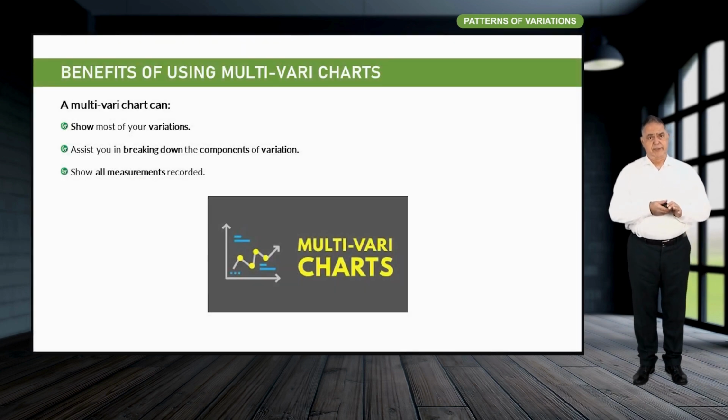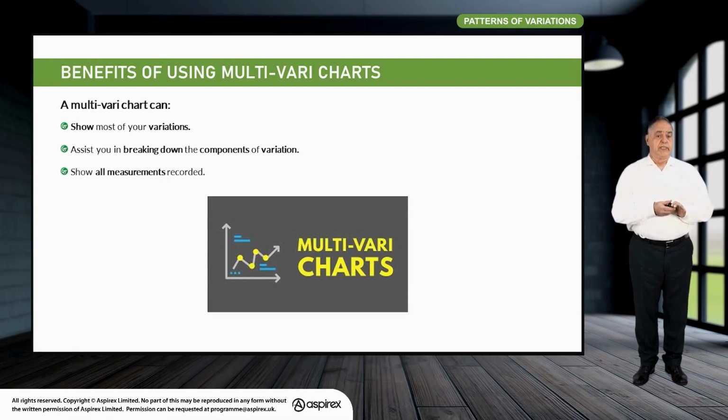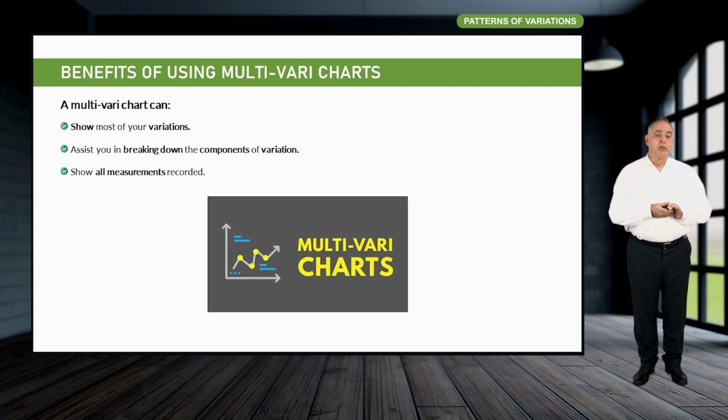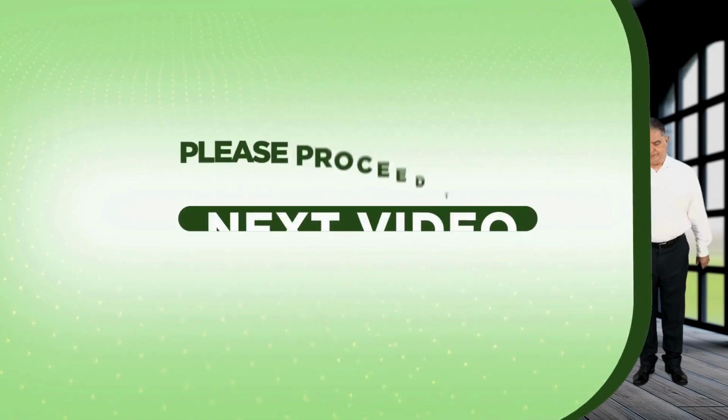Now the benefits of using this type of statistical control charts. They show most of your different types of variations. They assist you to break down the components of variation, and also they can show all measurements that have been recorded.